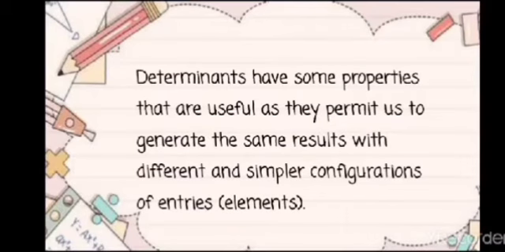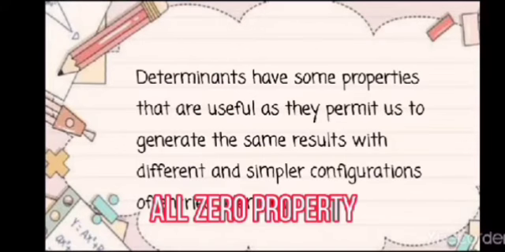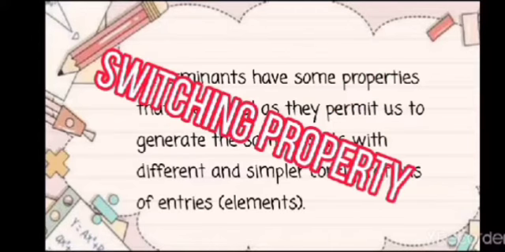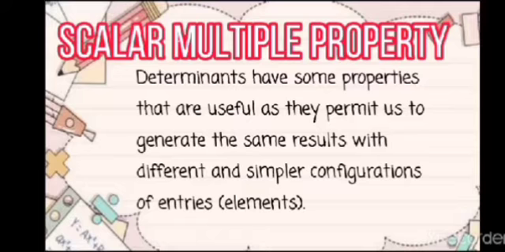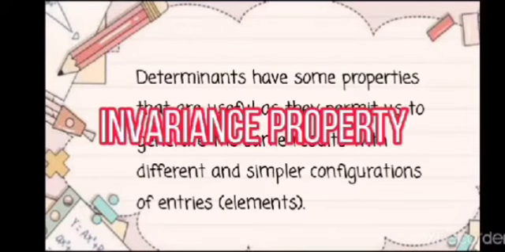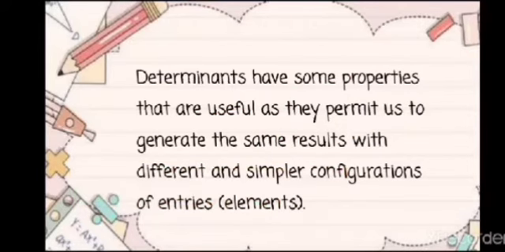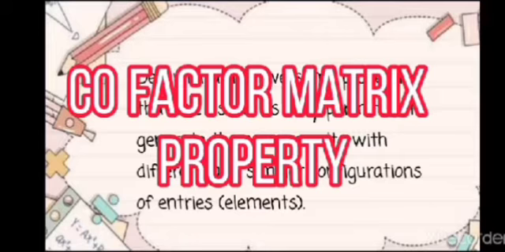Determinants have some properties that are useful as they permit us to generate the same results with different and simpler configurations of entries or elements. So, there are 10 main properties of determinants, which include reflection property, all-zero property, proportionality or repetition property, switching property, scalar multiple property, sum property, invariance property, factor property, triangle property, and lastly the cofactor matrix property.